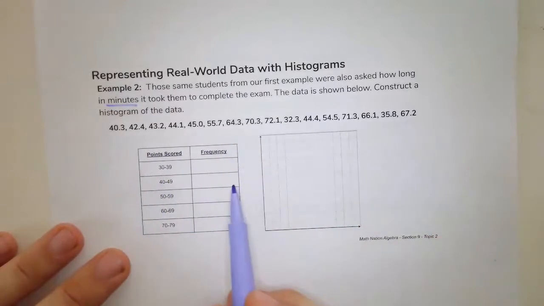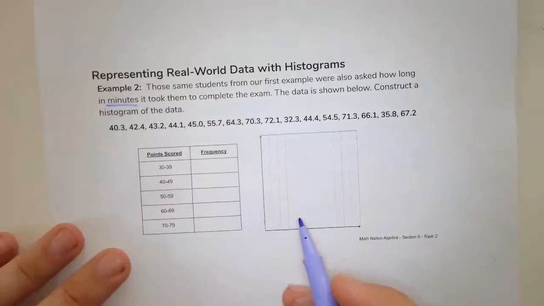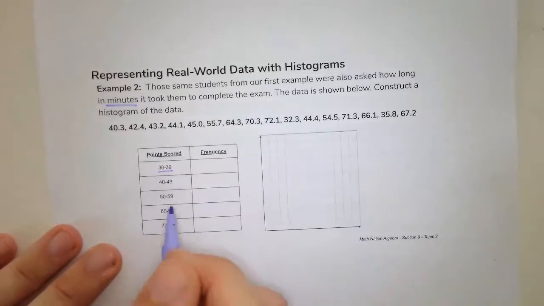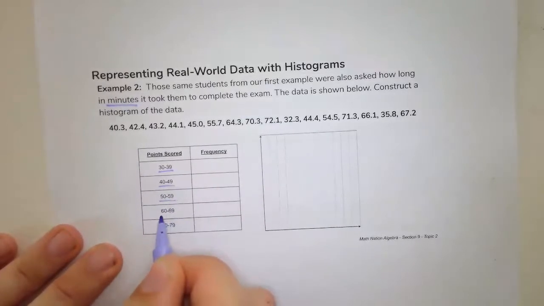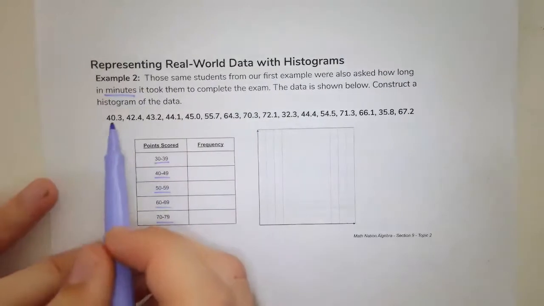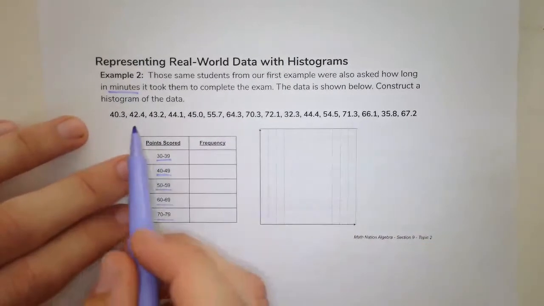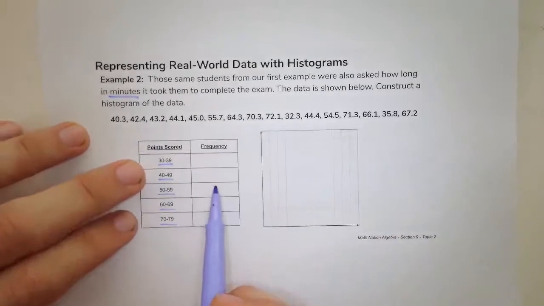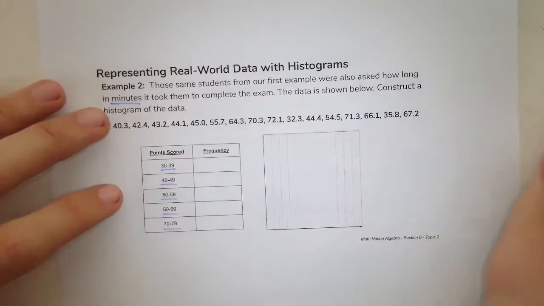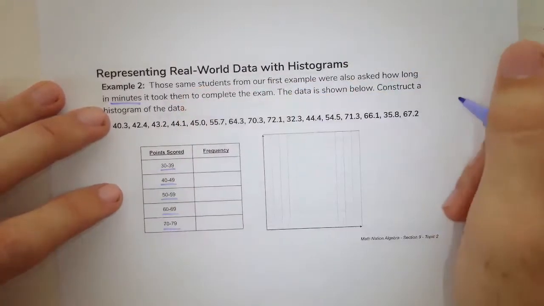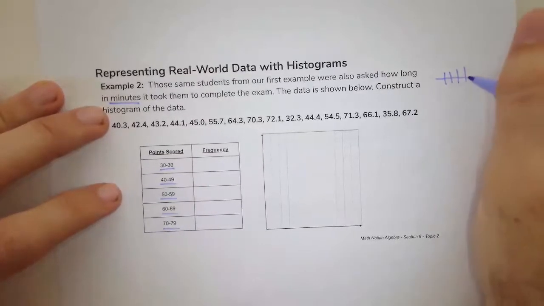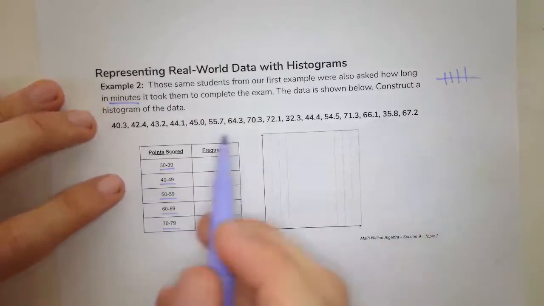If we look at our table here, we have a table and then we have our XY plane. The intervals are 30 to 39, 40 to 49, 50 to 59, 60 to 69, and 70 to 79. So these are intervals. Basically, any of the data that goes between 30 and 39 is going to go right here, 40 to 49 goes right here. So let's just go through this. One way to keep track of this is to count like 1, 2, 3, 4, 5. That's a good way to do it. So let's go.